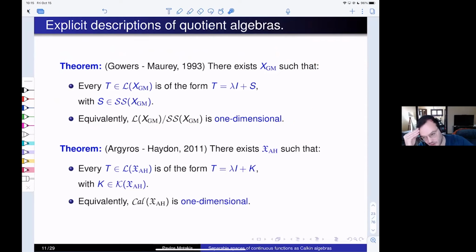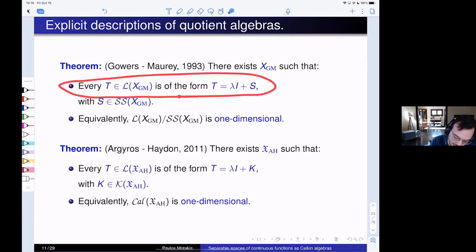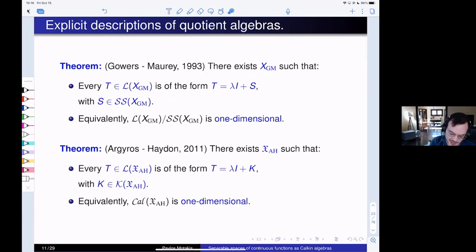And something that we learned from this comparison, and it has been used in a couple of instances since then, and this is also what today's lecture is based on, or at least this is one of the messages I'm trying to convey, is that if you are able to exhibit a certain phenomenon on a space of operators modulo strictly singular operators, in particular in a Gowers-Maurey space, then it is highly likely that you will be able to exhibit the same phenomenon modulo compact operators on an Argyros-Haydon space.